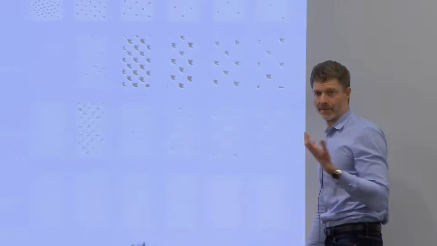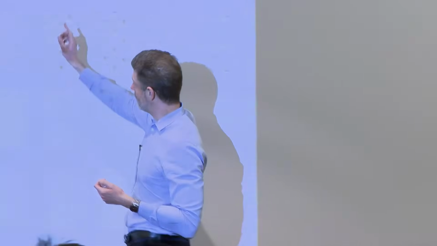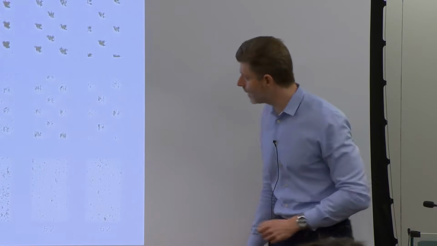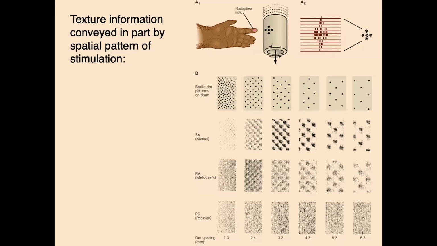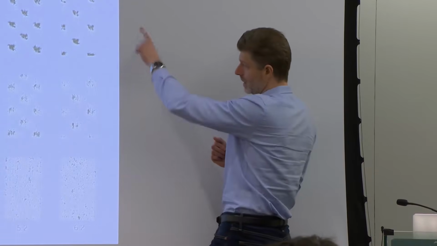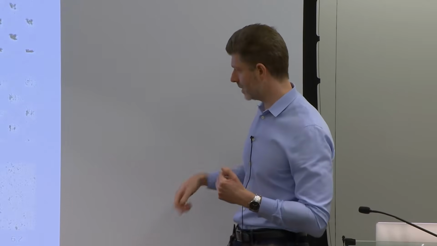It's the same kind of experiment. You have this rotating cylinder with an embossed surface on it, but now the embossing is these dot patterns, and they vary in their density. Again, we've got the three main receptor types that you see in monkeys. And what do you see? When the dots are very sparse, you get spatially localized responses to the individual dots in the SA and RA receptors, the ones with the small receptive fields. You don't really see much of anything in the PC receptors.